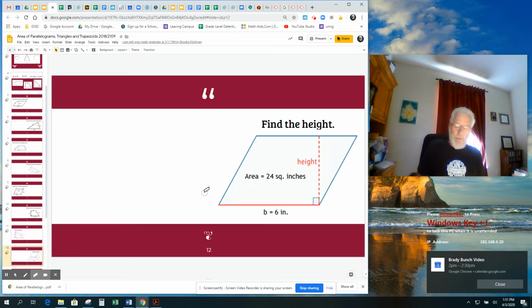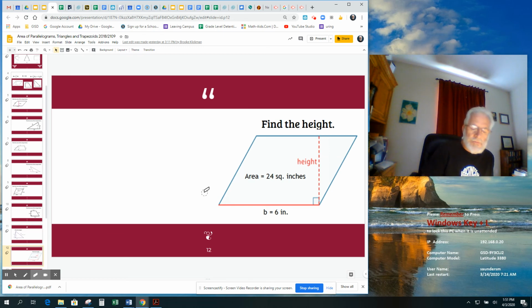Find the height. So I'm going to let you guys work on this one. This one's a parallelogram. And remember, the area of a parallelogram is base times height. So we'll start there, and you see if you can calculate it. We're looking for the height. Okay, did you get H equals 4 inches?